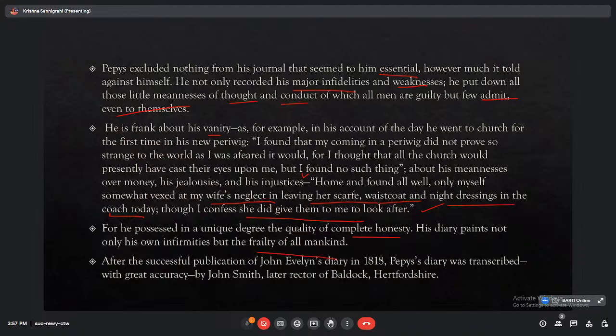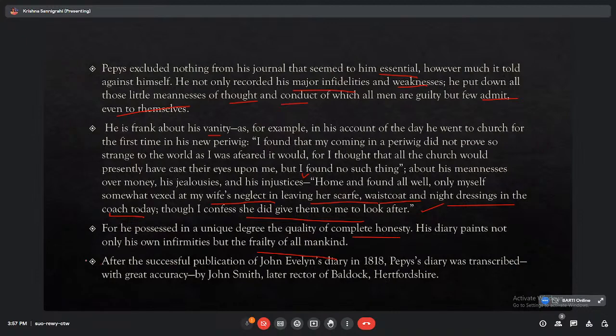So, he is talking about his incidents, the things which are happening, but through his follies, through his kind of infidelities and weaknesses, he actually is giving an example of the frailty of the entire humankind.